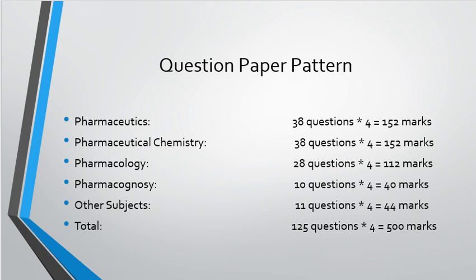So considering the question paper pattern, from pharmaceutics and related subjects 38 questions are going to come, each question carrying 4 marks. So pharmaceutics alone can give you 152 marks. Coming to pharmaceutical chemistry, it also has 38 questions with 4 marks each, so 152 marks are allotted to pharmaceutical chemistry. Pharmacology has 28 questions, each carrying 4 marks, so the total comes to 112 marks for pharmacology. Pharmacognosy has 10 questions, each question having 4 marks, so a total of 40 marks.